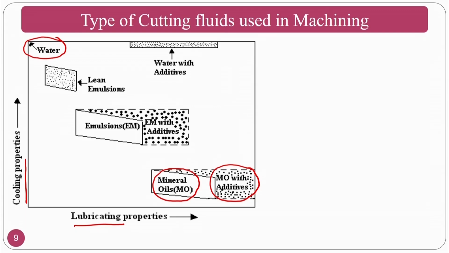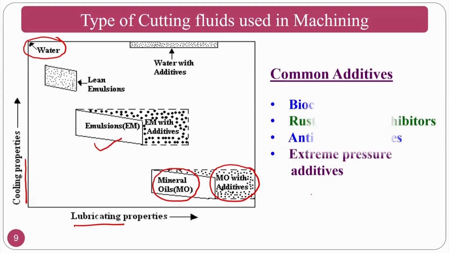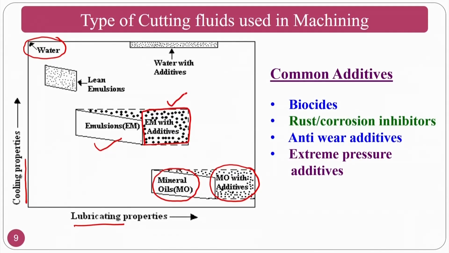So, if I want both, as I explained in the previous slide, we require cooling property as well as the lubricating property. For that purpose, you have to make emulsions. Emulsions means you mix the mineral oils with the water so that you can make an emulsion. But an emulsion as such mostly cannot work. For that purpose, people always go for some additives, that is called emulsions with additives. This is the region where you can go ahead and use it.